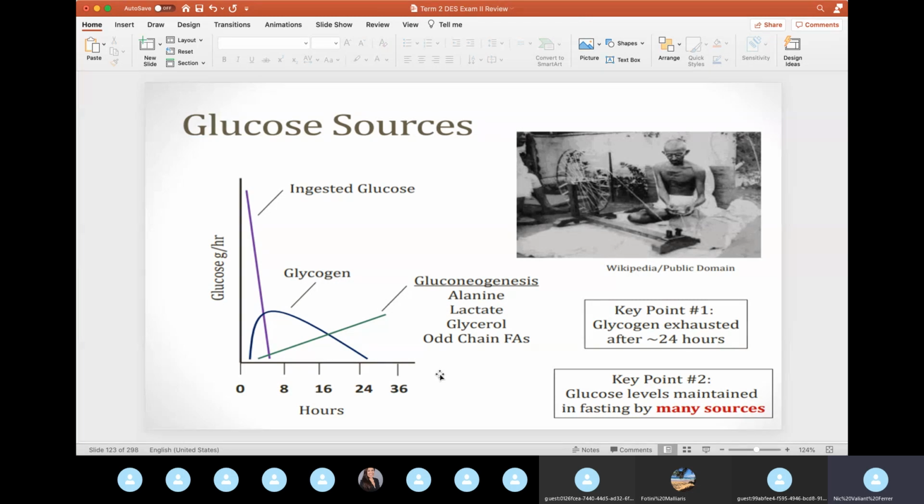Our body hates to degrade amino acid. That's the last resort, okay? Because why? Remember, urea is toxic to the brain. Okay, so that's the key point here. Glycogen is exhausted after 24 hours, and the glucose levels are maintained in fasting by many sources, specifically your fat. Okay, the last resort is protein catabolism.